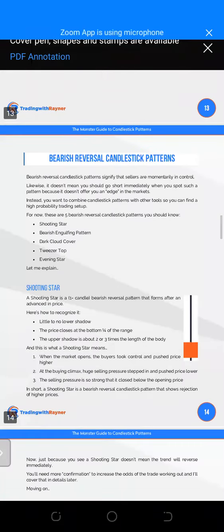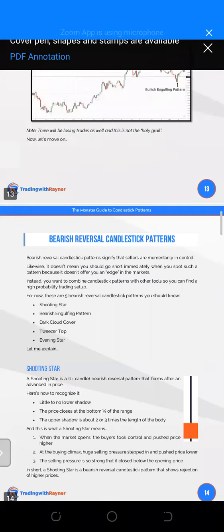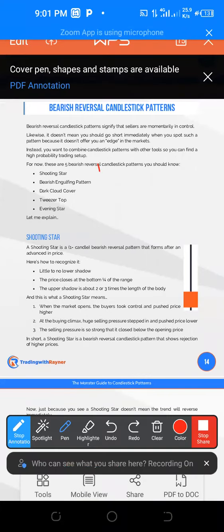Now, we are actually starting from a bearish reversal candlestick pattern. What is bearish? Just like I said earlier, simply put, when you hear bearish, just take it that traders are selling in the market. Just take it that the price is going on what? Downward movement, simply put. So now, following this, bearish reversal candlestick pattern signify that sellers are momentarily in control.